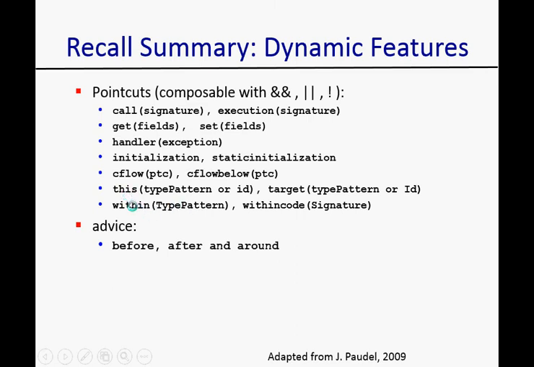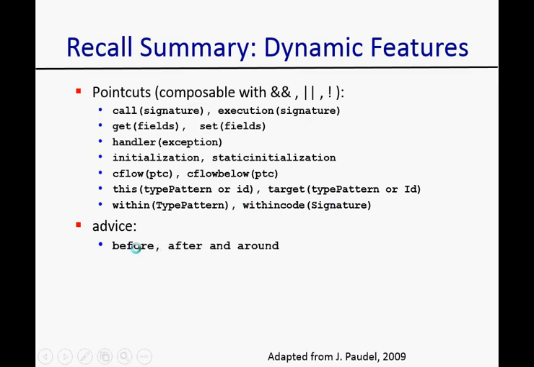And then we can have static criteria, like we're saying this code of interest needs to be within some type, maybe a certain class. So the code we're trying to match, the join points we're trying to match, lie within some type. Or they're within the code associated with a method or with a constructor.